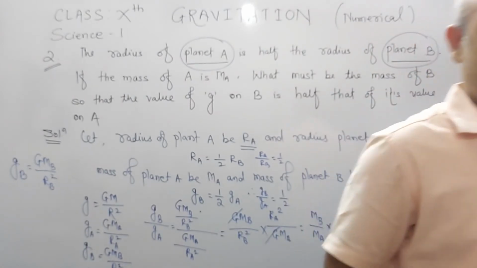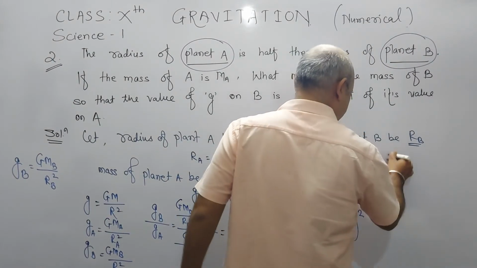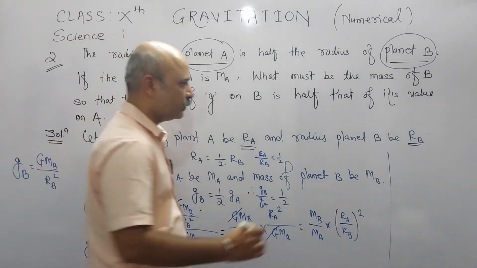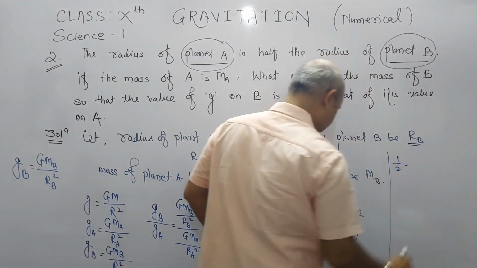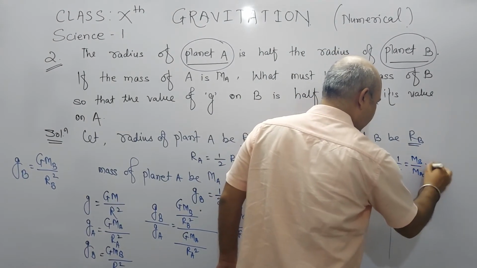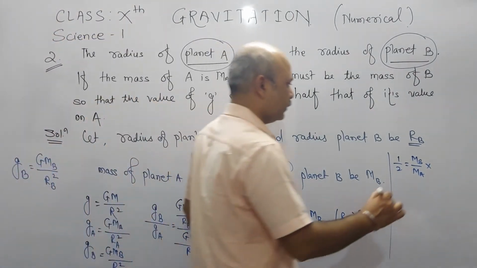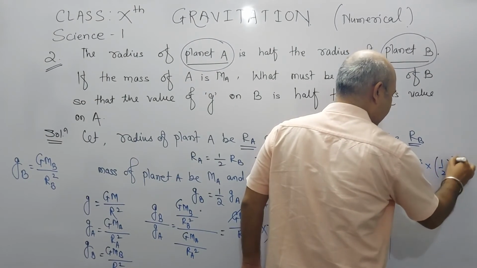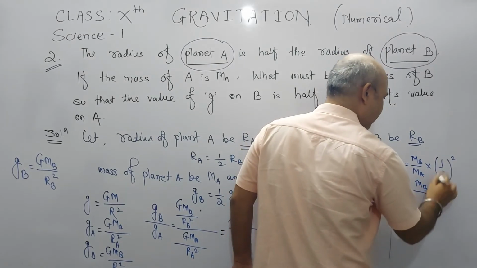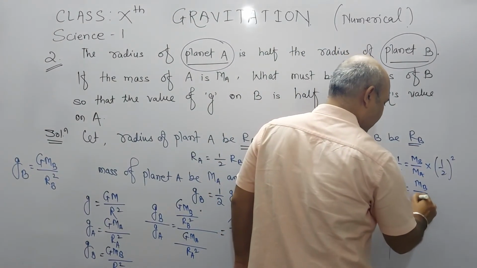Is it visible? So GB upon GA is 1 upon 2, and this is equal to MB upon MA into RA upon RB. RA upon RB is 1 by 2, so write 1 by 2 the whole square. So this will be 1 by 2 into MB. 1 square is 1, so you get 1 MB, and 2 square is 4, so this is 4 MA.